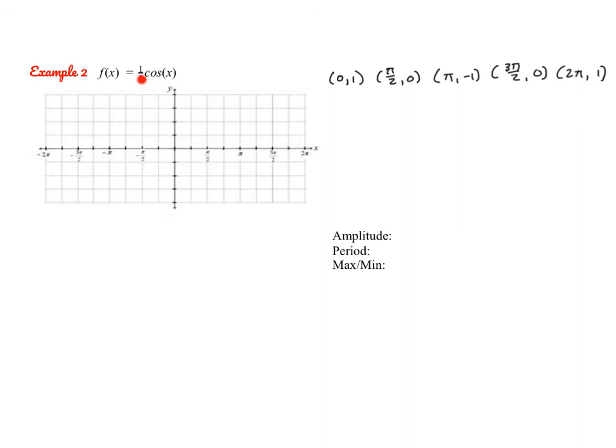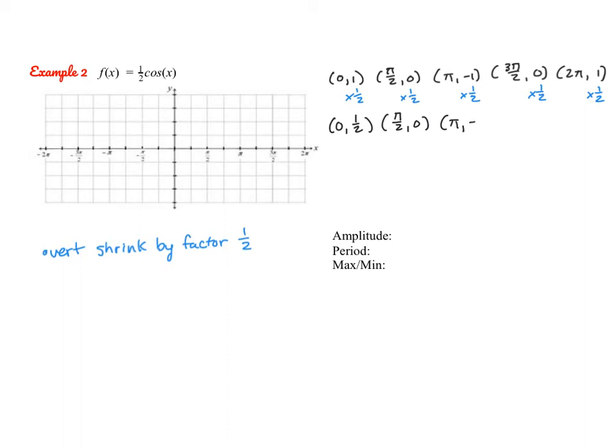So let's look at our equation and let's see what our transformation is. So you can see here that we actually have a vertical shrink by a factor of 1/2. So I can apply that to my coordinates by multiplying all of my y values by 1/2. Again, we only do the y values because it's a vertical transformation. So that leaves us with the coordinates (0, 1/2), (pi over 2, 0), (pi, -1/2), (3 pi over 2, 0), and (2 pi, 1/2).